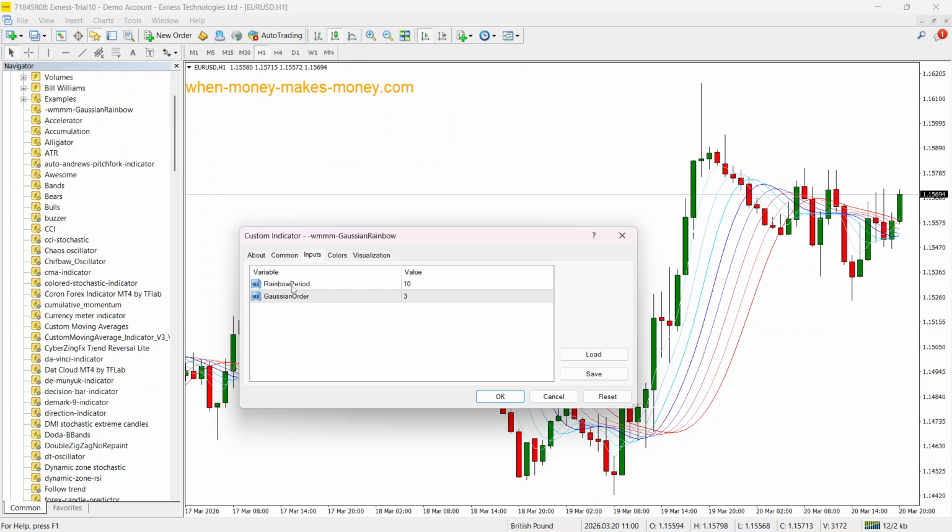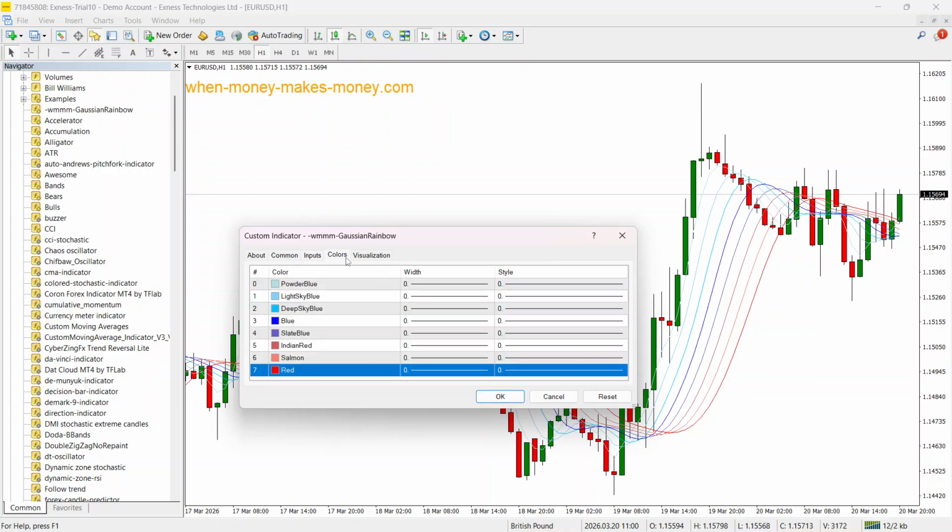The rainbow period adjusts the sensitivity for the Gaussian rainbow moving average lines. It also adjusts the color of each rainbow line to make it more distinct for visual cues.